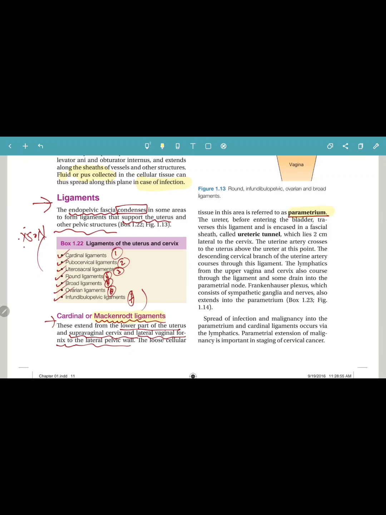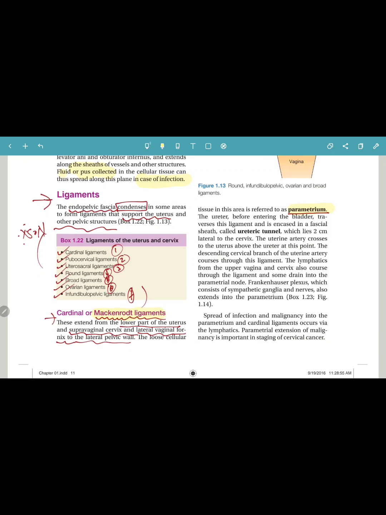The ureter, before entering the bladder, traverses this ligament, encased in a fascial sheath called the ureteric tunnel, which lies 2 cm lateral to the cervix. The uterine artery crosses to the uterus above the ureter at this point. The descending cervical branch of the uterine artery courses through this ligament. The lymphatics from the upper vagina and cervix also course through the ligament, and some drain into the parametrial nodes.